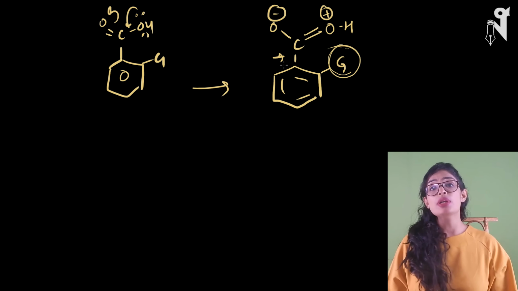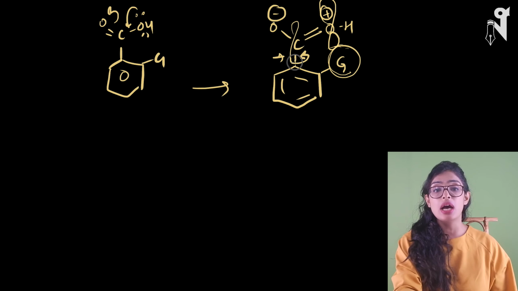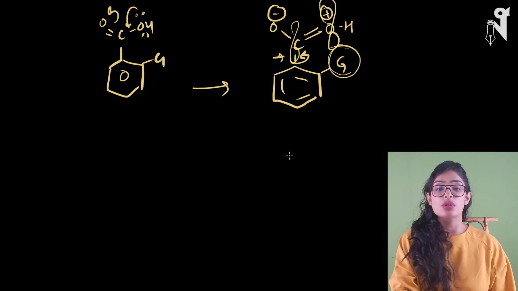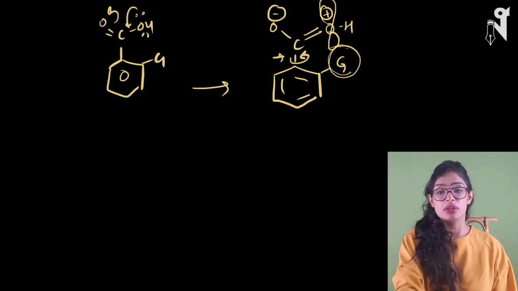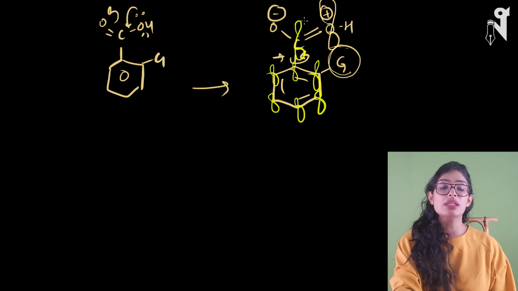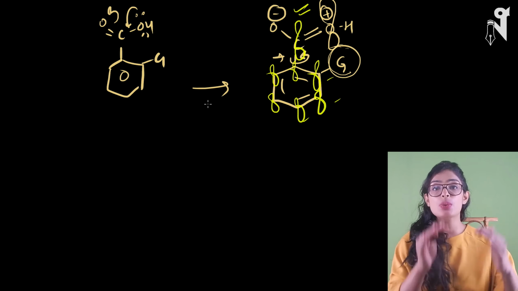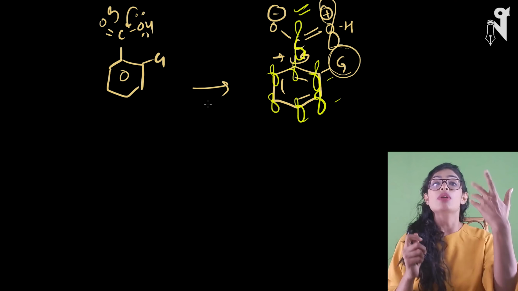To avoid that repulsion, the COOH will rotate itself in such a way that the p orbital of oxygen and the carbon which was participating in the resonance will go out of the plane. So the carbon's p orbital, this p orbital which was in conjugation with this p orbital, this p orbital, so basically this p orbital was in parallel to the p orbital of the carbons of benzene. When this carbon of COOH will rotate itself, that p orbital will also go out of the plane.